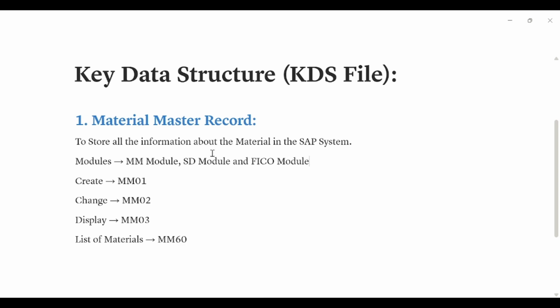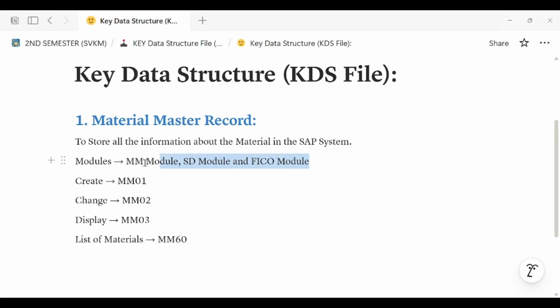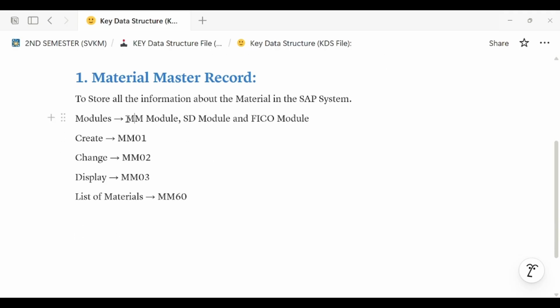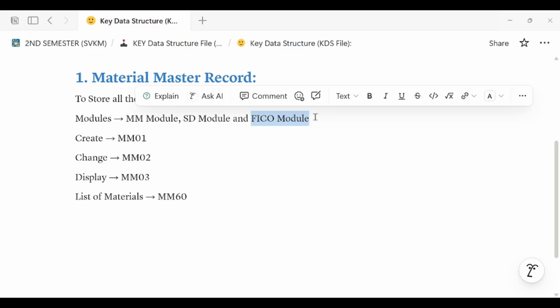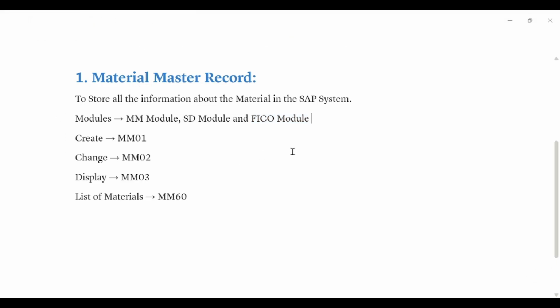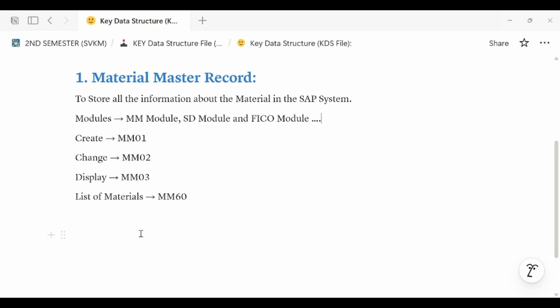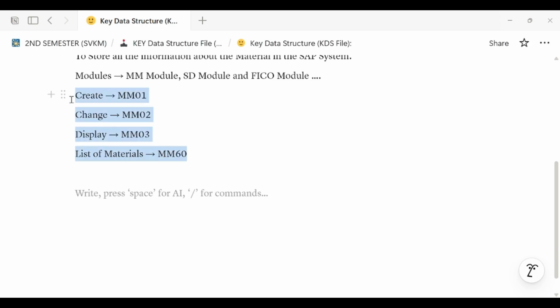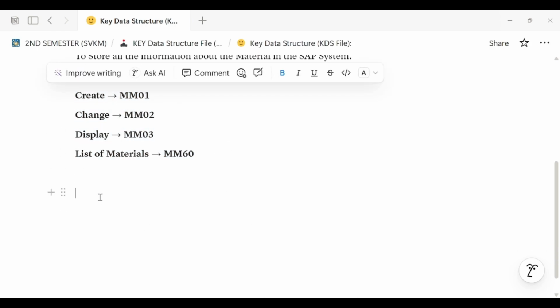And there are more modules, but in this video I will tell the modules that specifically use the material master record. The MM module for procurement related activities, the SD module for sales related activities, and the finance module for whichever material you sell or procure, for all transaction maintenance about that material. So there are more modules also used. Now we create a material.